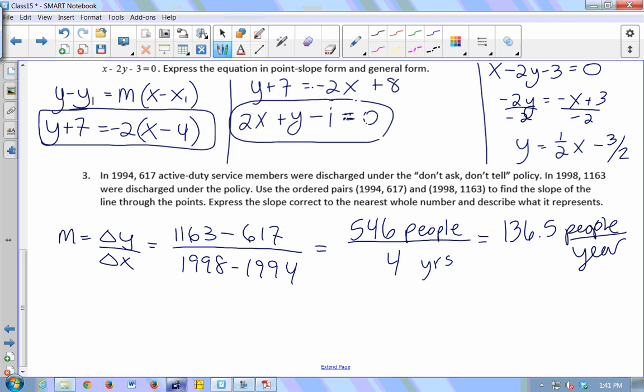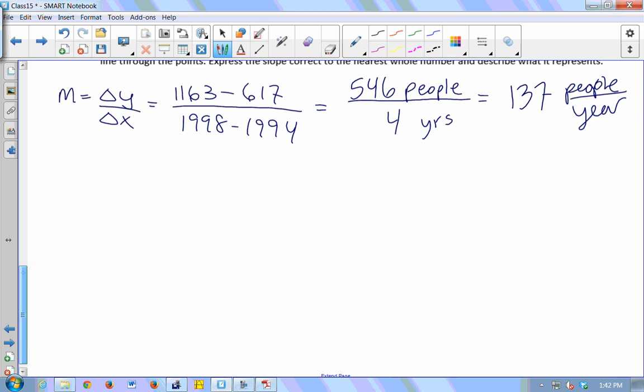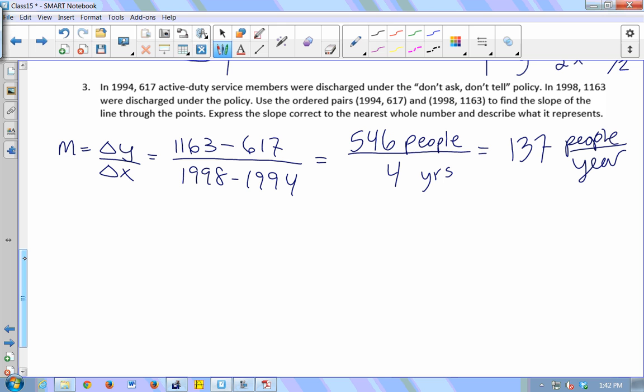So what does that tell you about this situation? Yeah, Tony. Oh, yeah, sorry. Yeah, it says to the nearest whole number. So I'll do this as 137. Yeah, that makes sense. All right, so what does that say in the context of this situation?